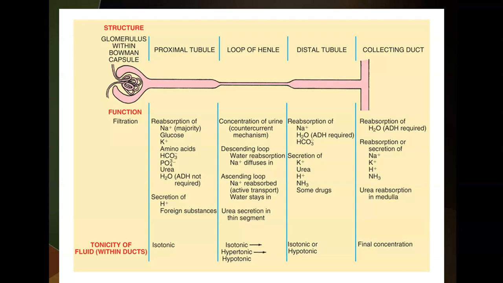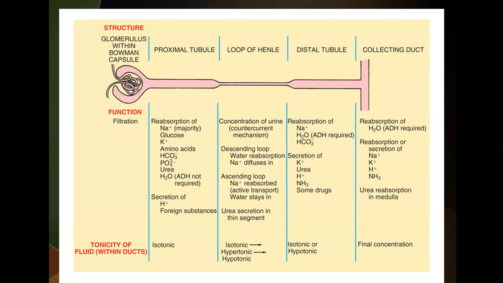So in the proximal tubule, the filtrate is isotonic, and in the loop of Henle, it starts isotonic, then it goes hypertonic, then it goes hypotonic. And in the distal convoluted tubule, you have the reabsorption of sodium, water, and bicarb, but ADH is required in the distal tubule to reabsorb water. And then you have the secretion of potassium, urea, hydrogen ions, and ammonia, and some drugs and stuff. And at this point, it can be isotonic or hypotonic depending on your level of hydration.